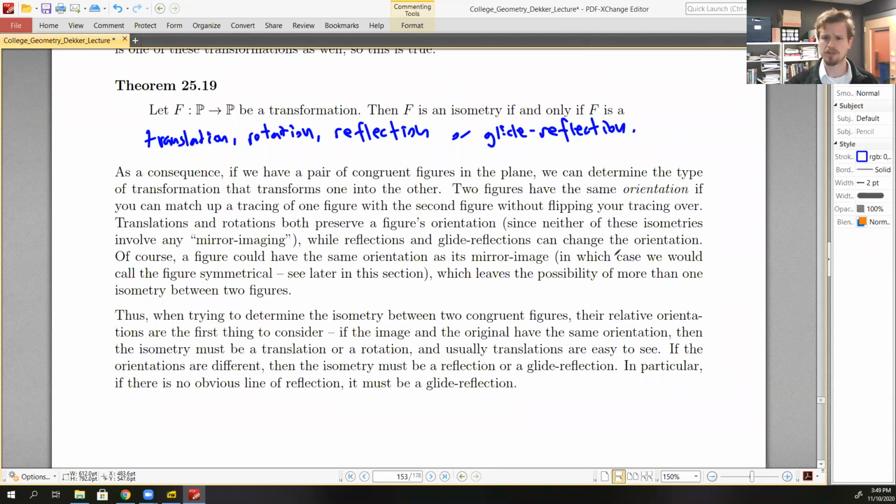There are a couple of special circumstances in which we have symmetry. There are lines of symmetry in a figure, and we're going to ignore that for now and move on to that in the video shortly.